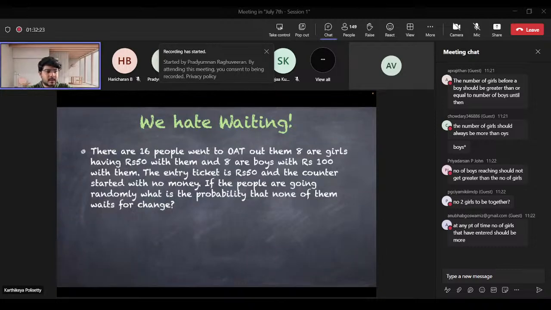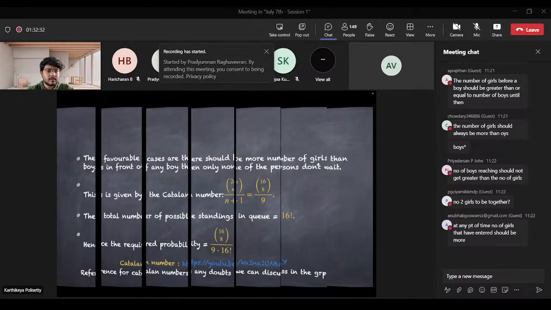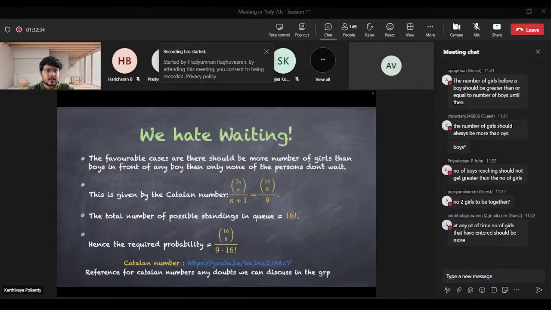Yeah, all okay. So, what are the favorable arrangements of the persons? How many total arrangements are possible? The favorable cases are those where there should be more girls than boys in front of any boy, so that persons don't wait. So, how many such possible cases?